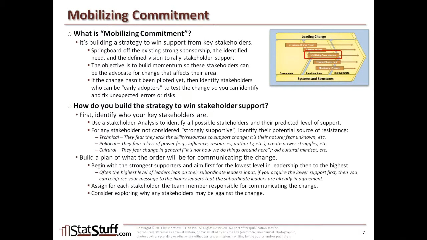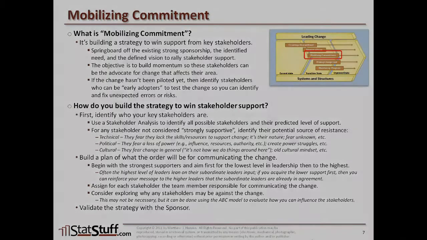Consider also exploring why any stakeholders may be against the change. This may not be necessary, but this is where you can use the ABC model to help evaluate how you can influence those stakeholders. And then finally, you want to make sure that you validate your strategy with your sponsor to make sure they're in full agreement.